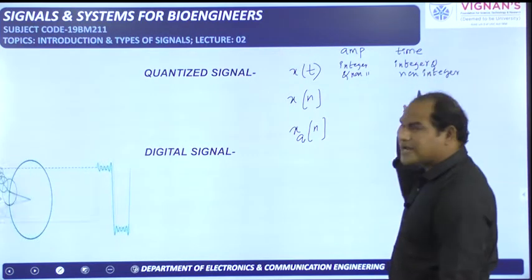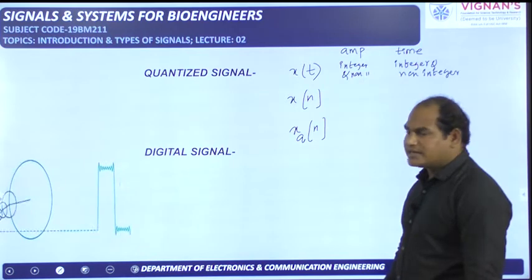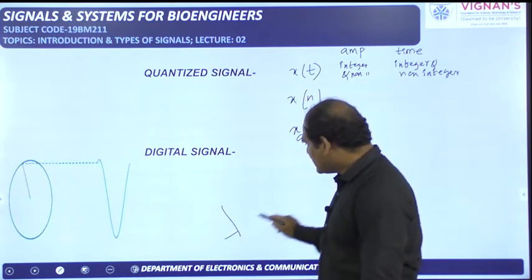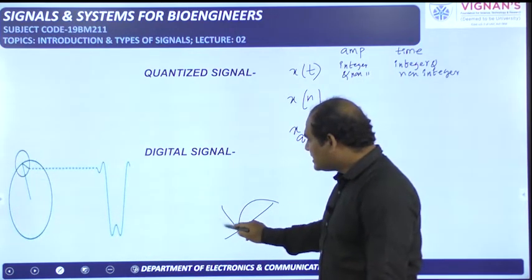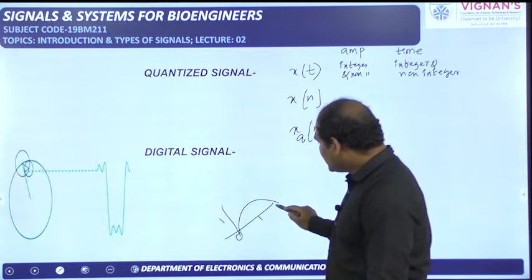Time can be integer and non-integer. Amplitude is also integer and non-integer. If you have doubt, you can see here. Like this we have given. For example, it is 1, here 0, here 1, here 2 is there.